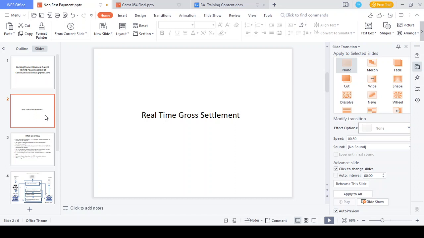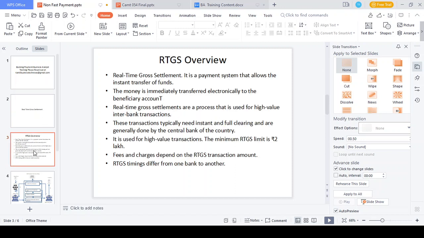In this video, let's talk about real-time gross settlement. What content should be available in my PPT: an overview of real-time gross settlement and one functional flow diagram. What is real-time gross settlement?